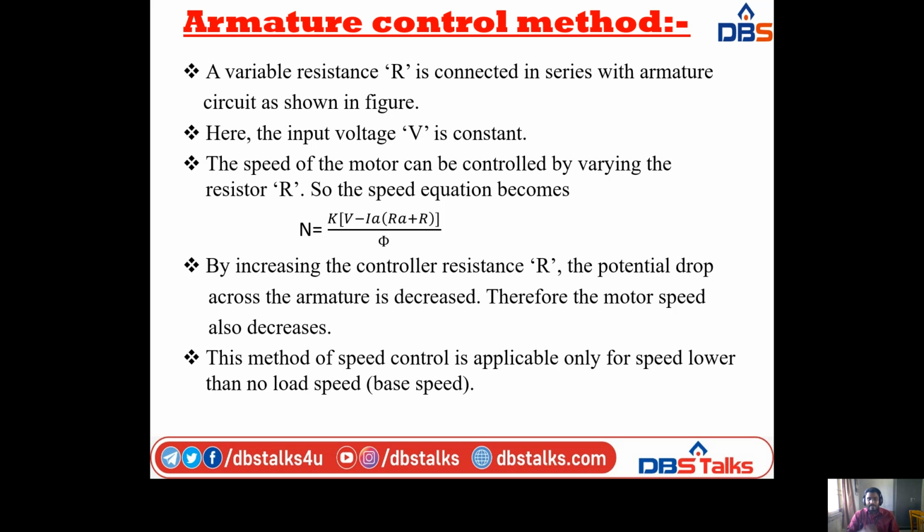So by increasing the controller resistance R, that is the rheostat, the potential drop across the armature is decreased. This is the important point. Therefore, the motor speed also decreases. So this method of speed control is applicable only for speeds lower than the no load speed, that is the base speed.